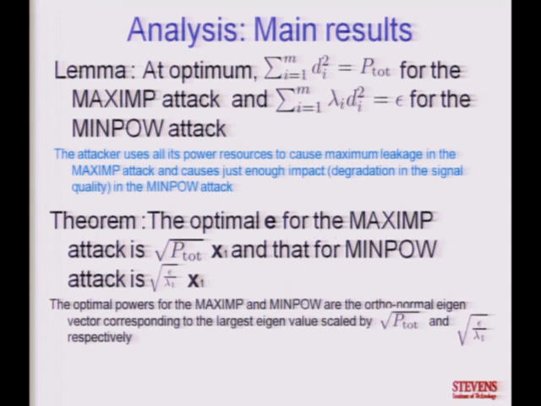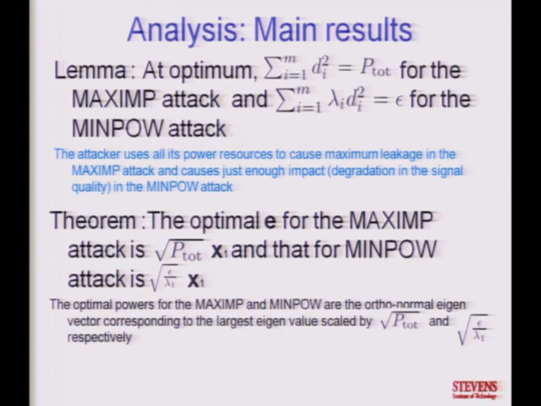The key results are this: in both cases, these constraints have to be met with equality to obtain the optimal solution. Which means, in the MAXIMP attack, you use all the power. Use the full power. And in the other case, stop when that minimum interference level, epsilon, is reached.